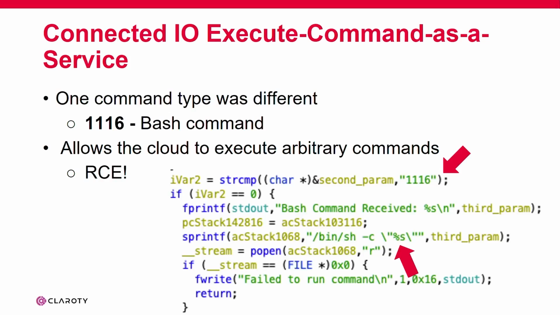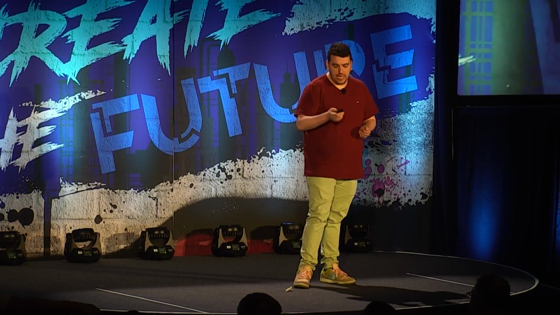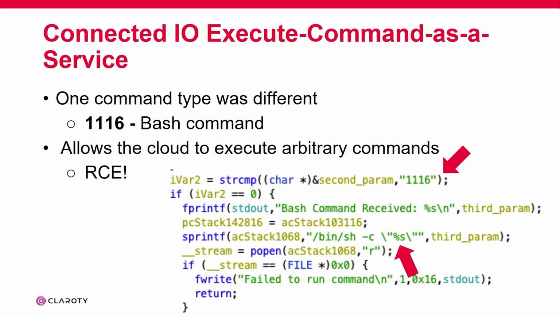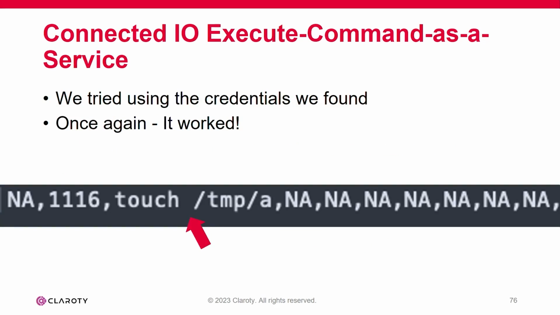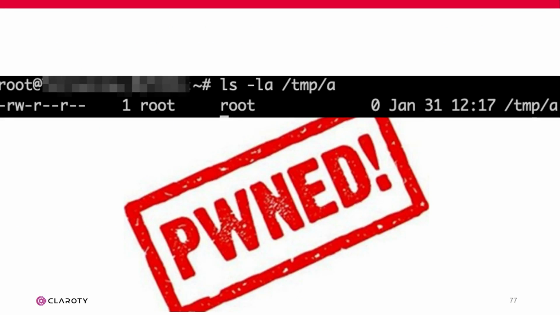It basically takes the second argument and executes it, sending back the response. And we thought to ourselves, yeah, that could be a legitimate feature. If the cloud can send commands to the device, it could be legitimate. But maybe we can send commands to other devices, because once again, we have credentials. So we constructed our payload, which looked like this, command 1116, and a simple bash command, in this case, touch. And it actually worked. We pwned our device, allowing us to execute OS commands over the MQTT topics.